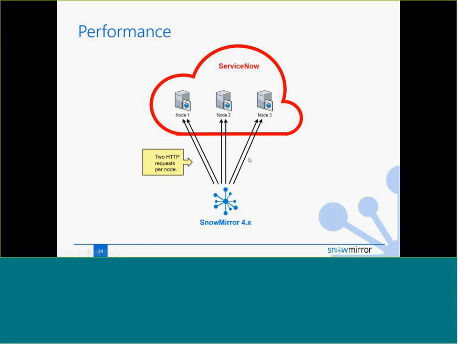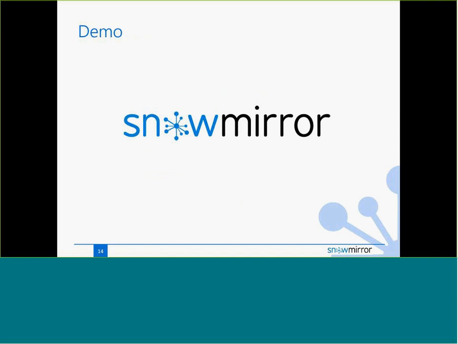So this is one of the key reasons why SnowMirror is balancing the load across the ServiceNow cloud, and why it is fast enough even with the biggest ServiceNow instances containing tens of millions of records. The reason is that it is able to download the data from multiple nodes. So that's the secret behind the performance and low impact on ServiceNow.